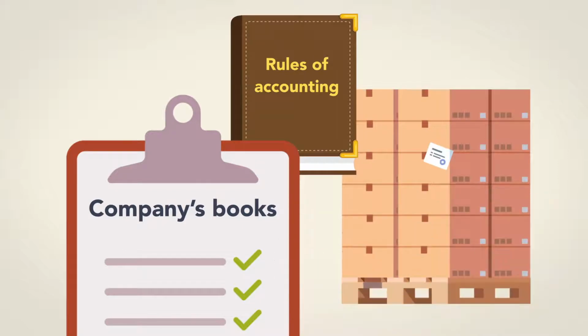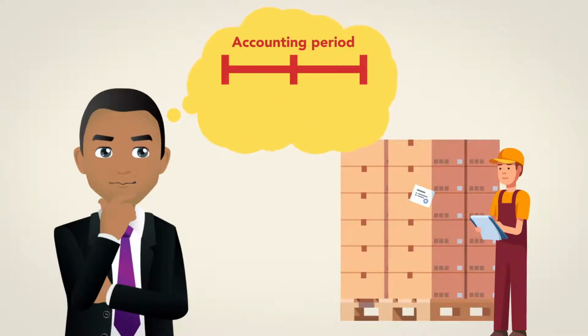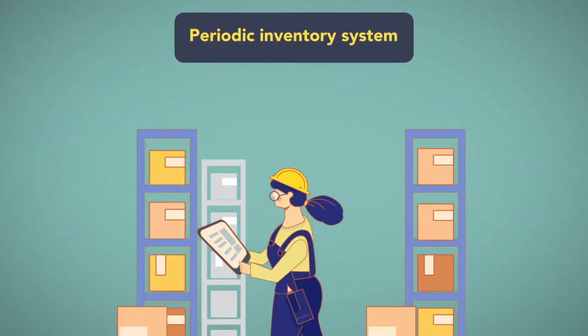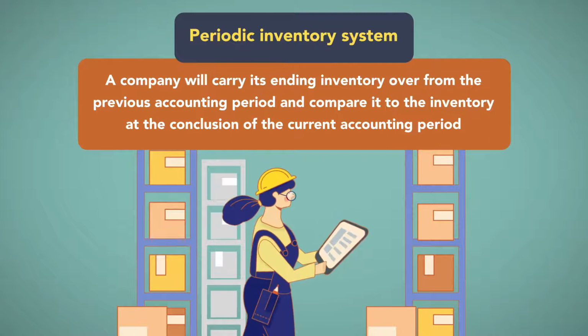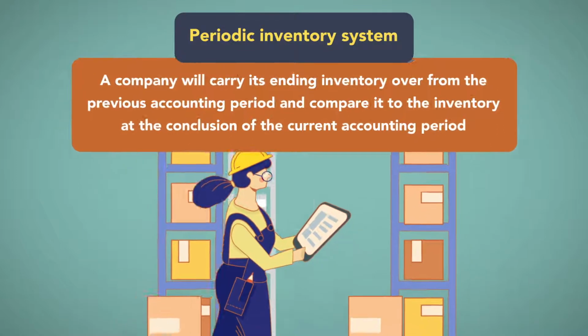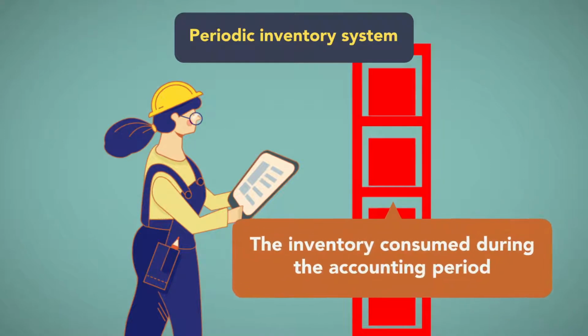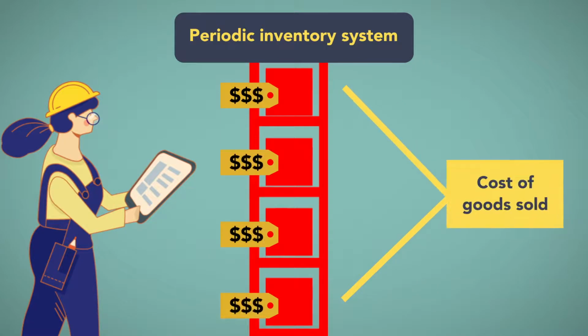With any inventory system, the primary goal is to determine the cost of goods sold for an accounting period. That will, in turn, affect net income and owner's equity. This effectively measures the profitability of a business. In a periodic inventory system, a company will carry its ending inventory over from the previous accounting period and compare it to the inventory at the conclusion of the current accounting period. The difference is the inventory consumed during the accounting period. Assigning a unit cost to the inventory consumed yields the cost of goods sold.